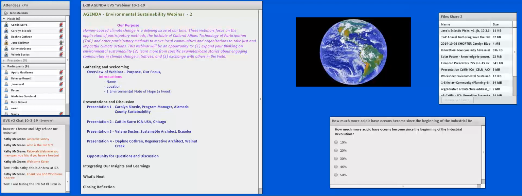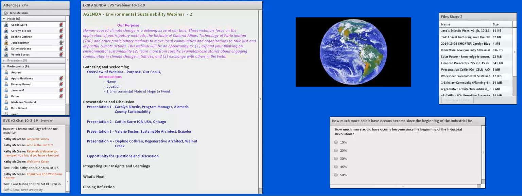So what I'd like to do now is have each of you, and I'll start, but Caitlin, you'll start next, do the introductions. And again, that very pink thing that says introductions in the middle of the agenda pod has your name, your location, and one environmental note of hope, and that's a tweet. If you are unable to speak, then please, when it gets to be your turn, type quickly into the chat pod the answers to the question.